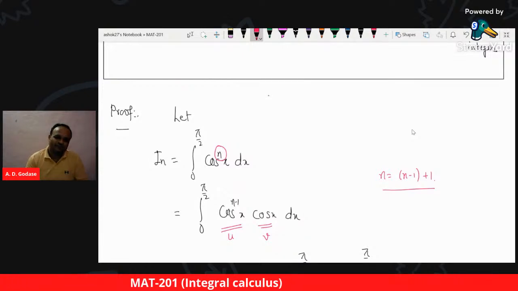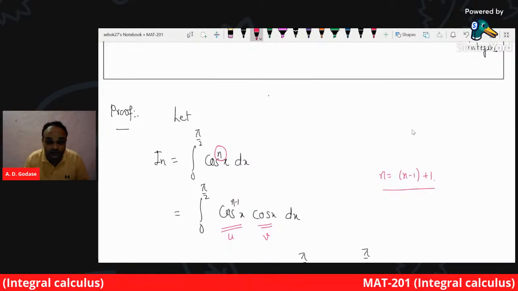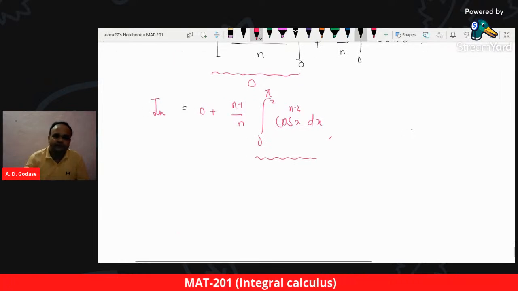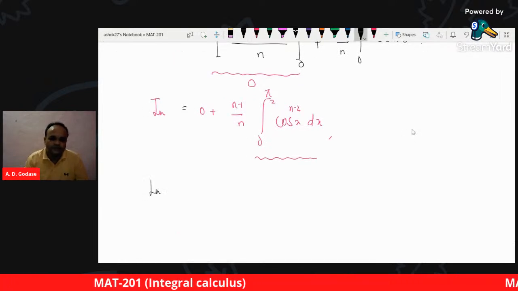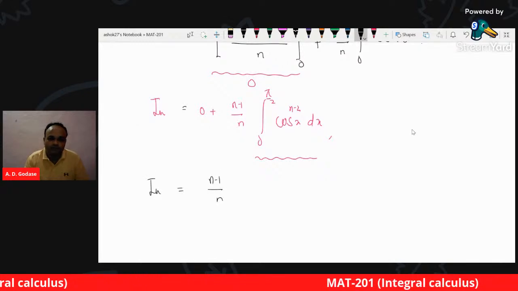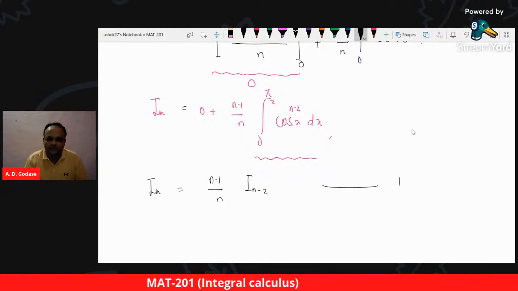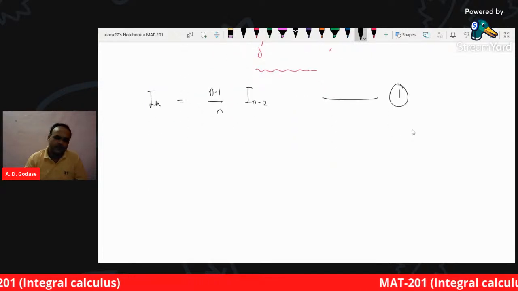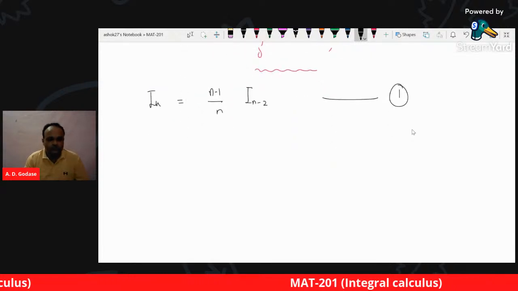So if I replace this n by n minus 1 or n minus 2, it will be I(n minus 1) or I(n minus 2). So here, what will be In? You will write In as (n minus 1) divided by n times I(n minus 2). You can call this equation number 1. So here, if you put n equal to n minus 2.